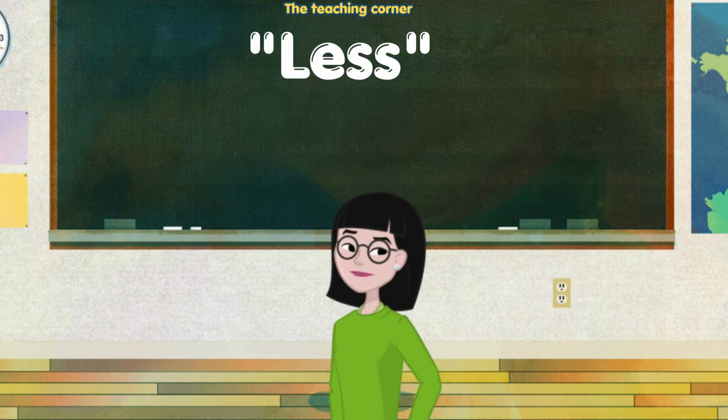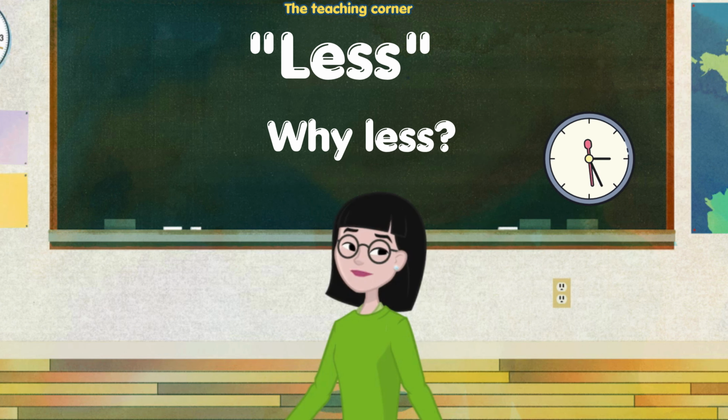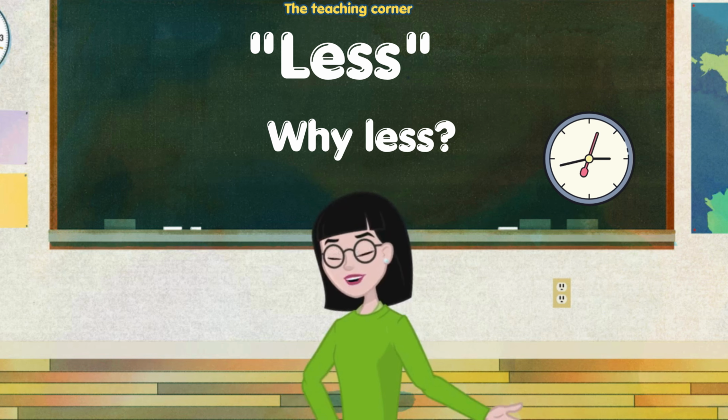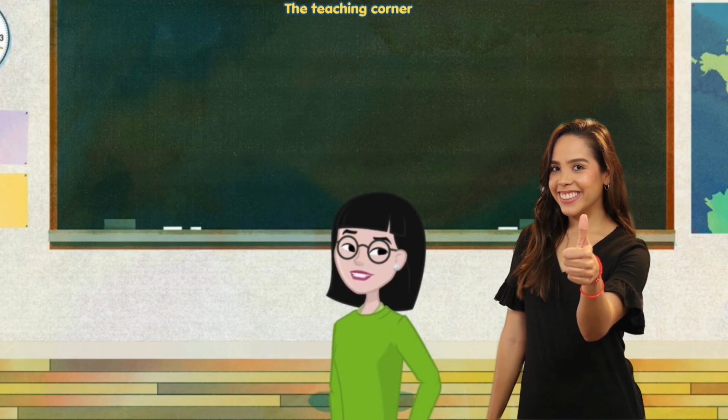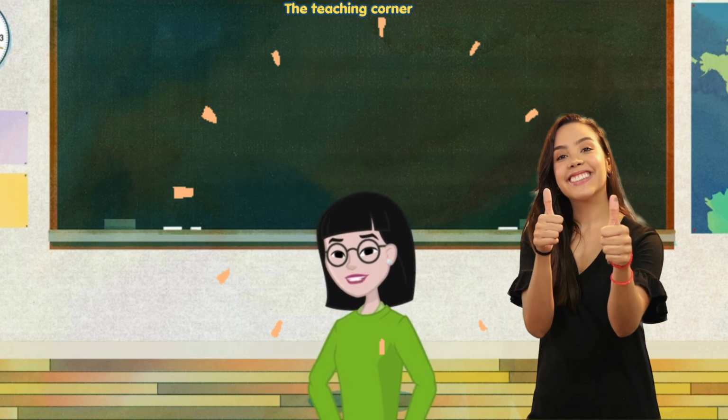Let's see another example. We have less time today. Now, why do we use less here? Because time is uncountable. You can't count time itself one by one. That's why we say we have less time today. That's it for today's lesson. I hope the difference between fewer and less is now crystal clear.